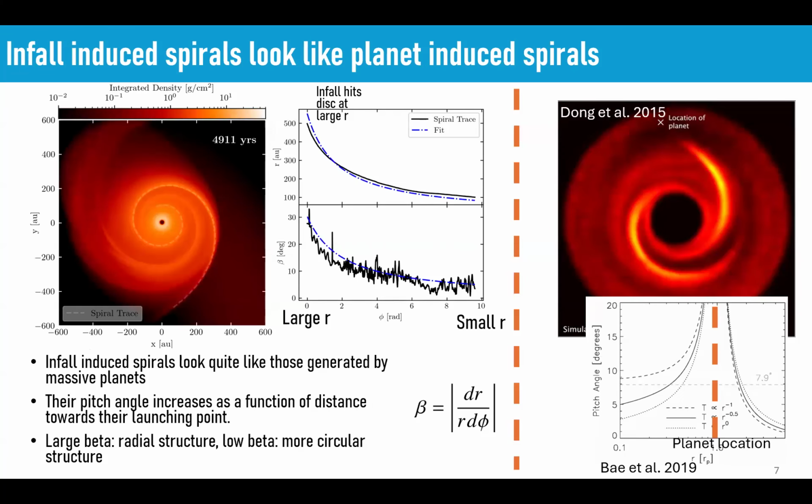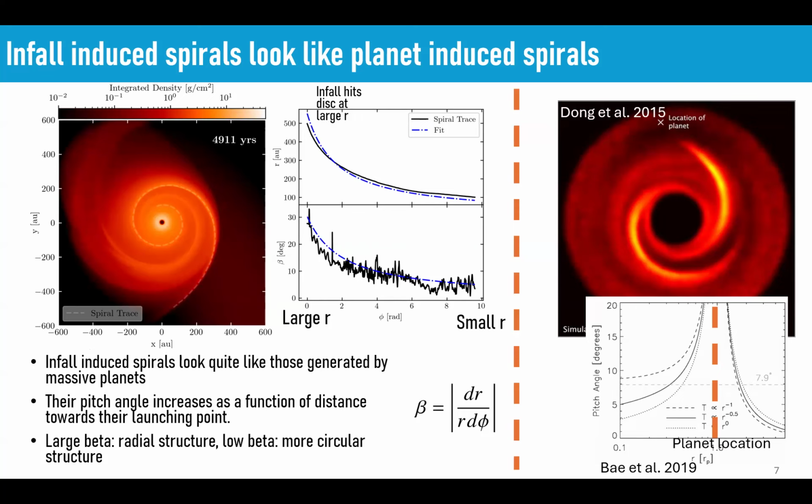So a couple of just interesting things I noticed about the spiral arms. One thing is that the pitch angle of the spiral arms is kind of peculiar. So the infalling material hits the outer disk here, and this plot is tracing, I basically use a spiral fitting algorithm to trace the spiral arm in the surface density of the simulation. And this is the coordinates of that trace here in the black line.